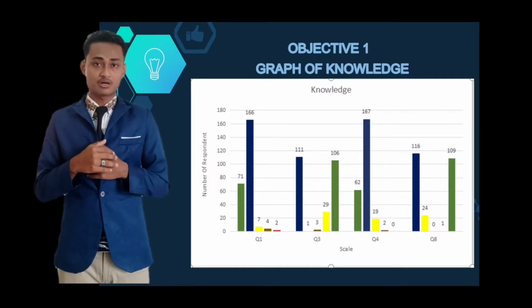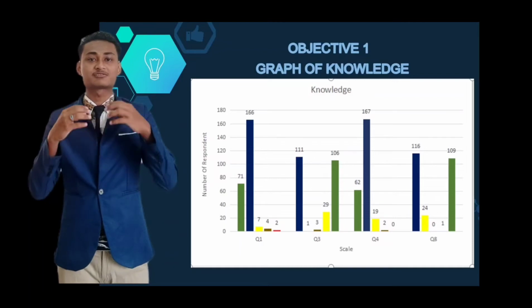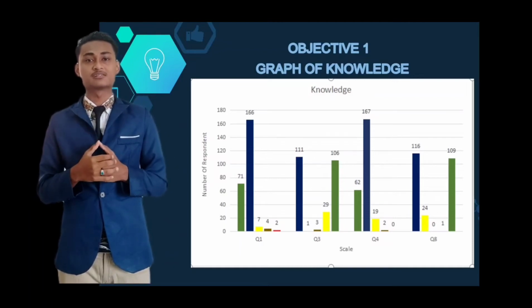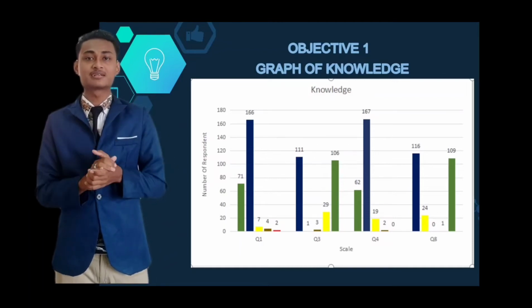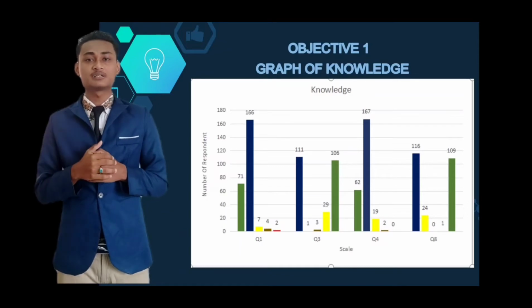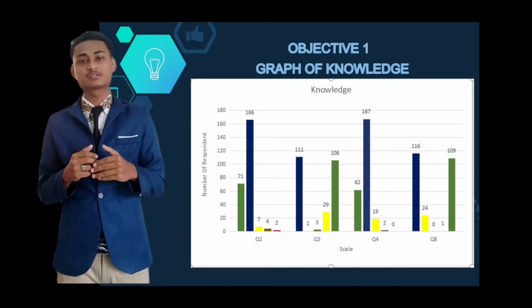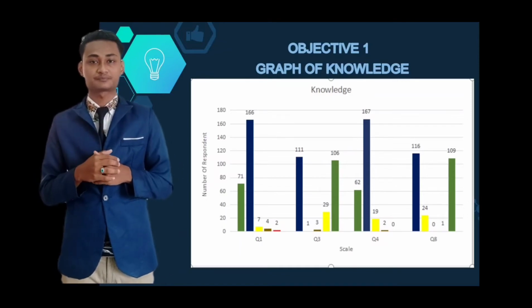From question 2, the highest numbers of respondents has responded agree. Next, respondents who responded disagree were the lowest. The difference between the highest and the lowest is 44%.